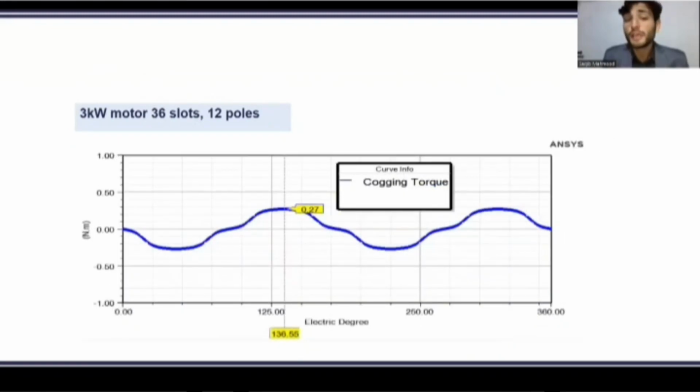Also, the cogging torque is minimum of all the three models, which is 0.27 Newton meter, and it cannot affect the net torque of the motor, which was 28 Newton meter. If we subtract 0.27 Newton meter from the 28 Newton meter, it cannot affect the net torque, and it is also the lowest value of all the possible cogging torque values.